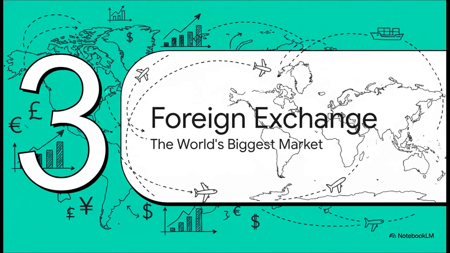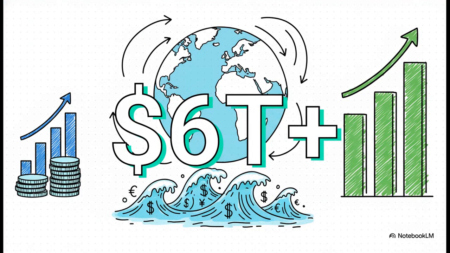Okay, it's time to add a truly massive tool to our kit. We are going global now, into the single largest, most sprawling market on Earth. Just look at that number. That's over $6 trillion. That is how much money moves through the foreign exchange, or FX market, every single day. It completely dwarfs every stock market in the world combined. And why?